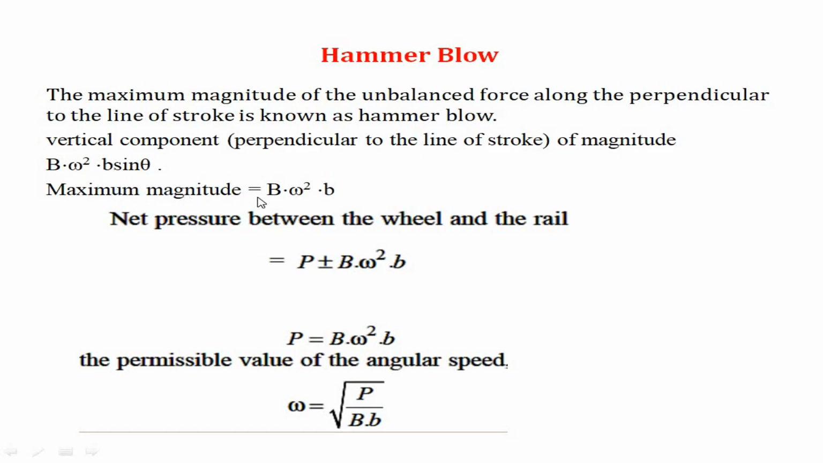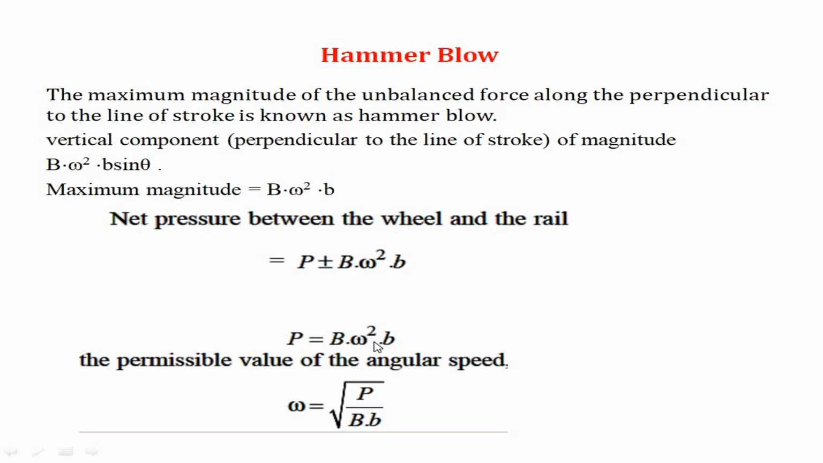So we have a maximum magnitude b ω² r, which is known as hammer blow. When θ is 90, it is plus b ω² r, and if it is 270, it is minus b ω² r. Now the net pressure on the wheel and the rail, if P is the dead weight of the engine, can be written as P plus or minus b ω² r. The maximum value of hammer blow is b ω² r, so the limiting case can be written as P equal to b ω² r.